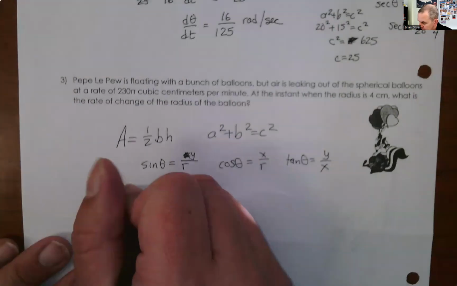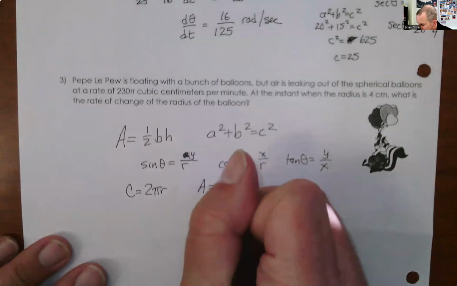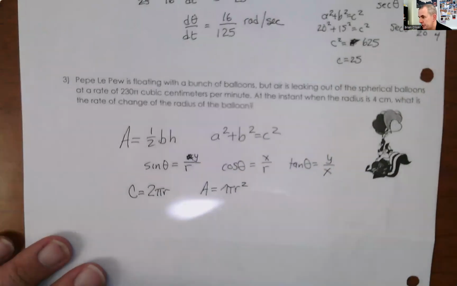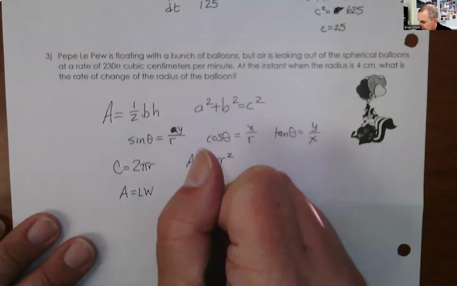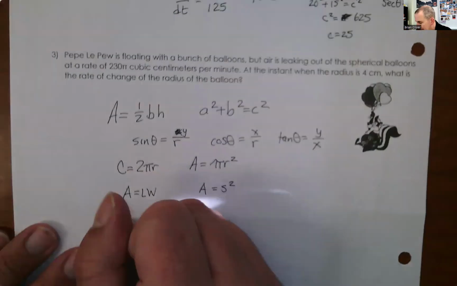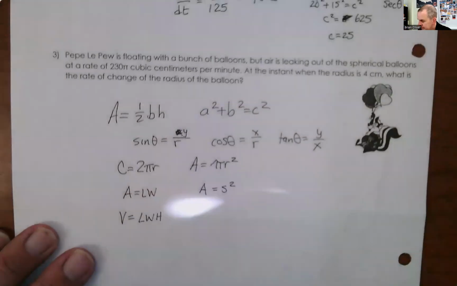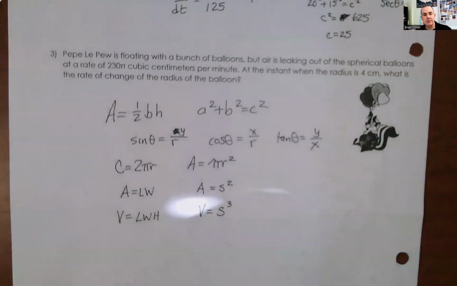You should know the circumference of a circle is 2 pi r. You should know the area of a circle is pi r squared. You should know the area of a rectangle is length times width. You should know the area of a square is side squared. You should know the volume of a box is length times width times height. You should know the volume of a cube is s cubed. If you know those, you're going to be safest. Usually if it's spheres and cones and other odd shapes, they're going to give you the formula, but these are ones that you really should know.